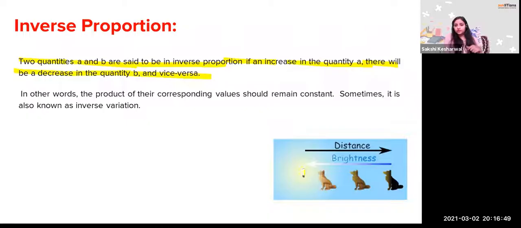So you can see that this is a light. As the distance increases, the brightness decreases, right? Or you can say, like if you want to decorate the room in which you are sitting, the time required to decorate the room will be longer. But if you take the help of 5 or 6 friends, the time required to decorate this room will be lesser. So as the number of persons increases, the time to decorate the room decreases. As the number of persons decreases, the time to decorate the room increases. So this is known as inverse proportion.